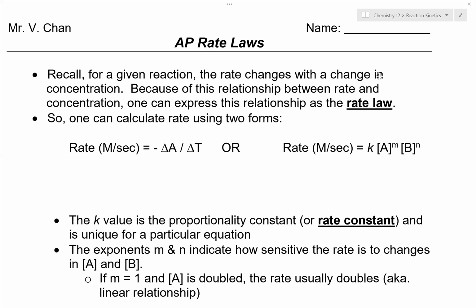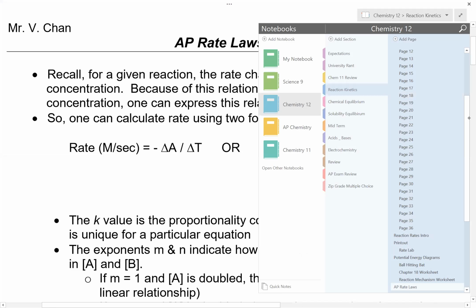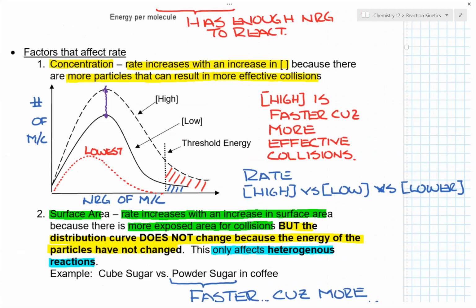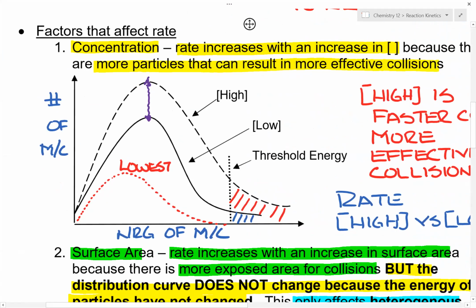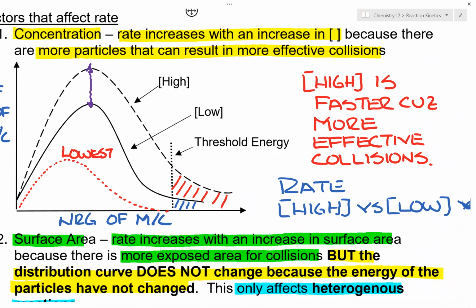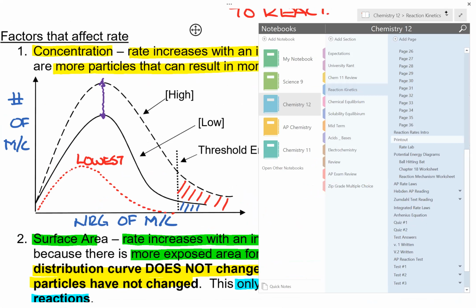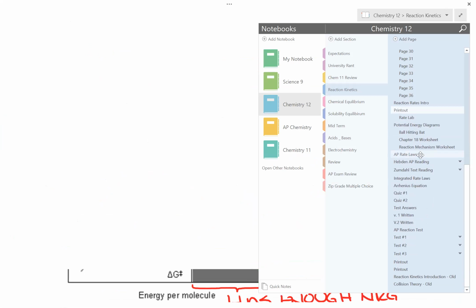Now, when you take a look at this, hopefully you have the notes. It says we recall for a given reaction, the rate changes with a change in concentration. This goes back to when we talked about reaction kinetics. Remember, the higher the concentration, the faster the rate. The lower the concentration, the lower the rate. So there must be some sort of correlation between concentration and the rate.